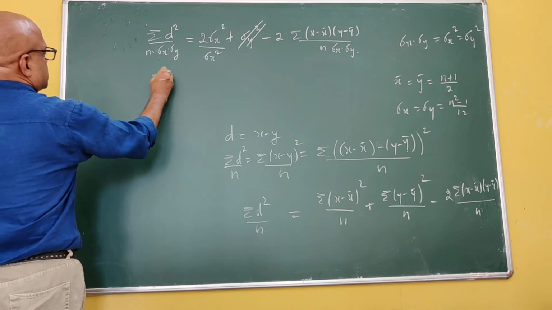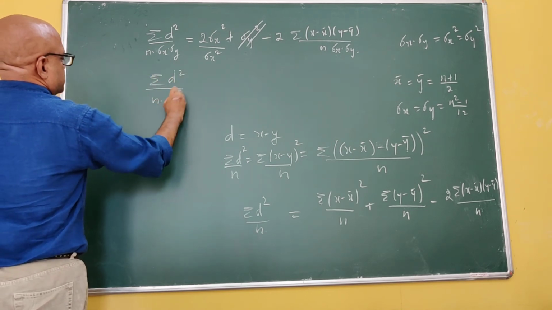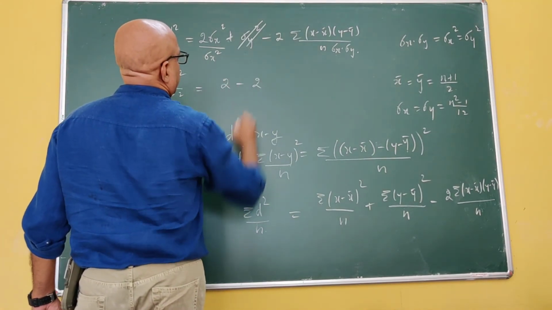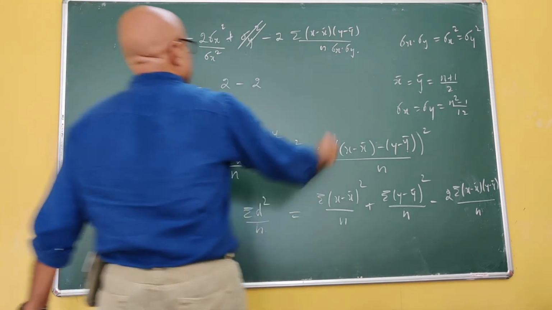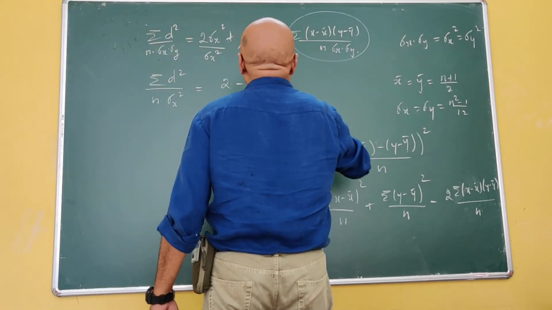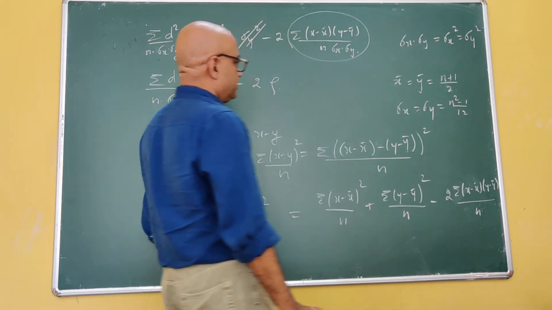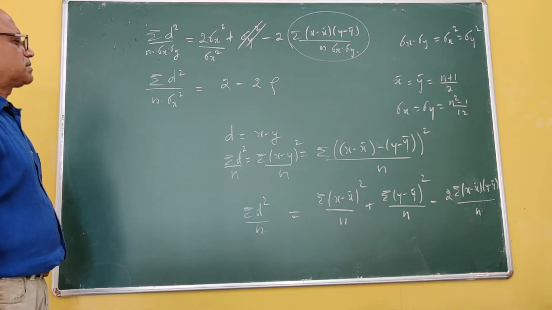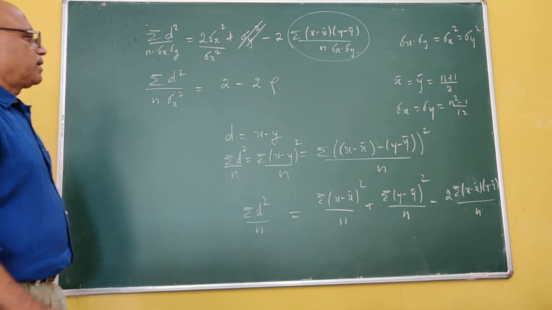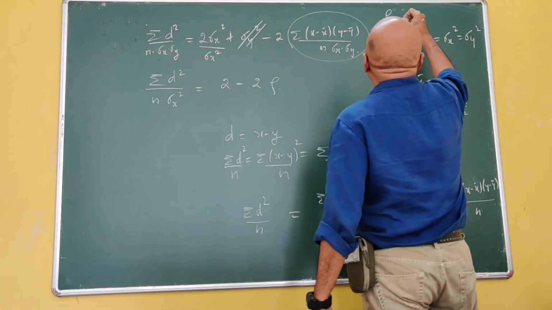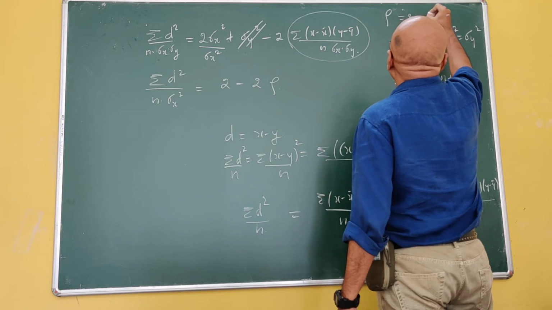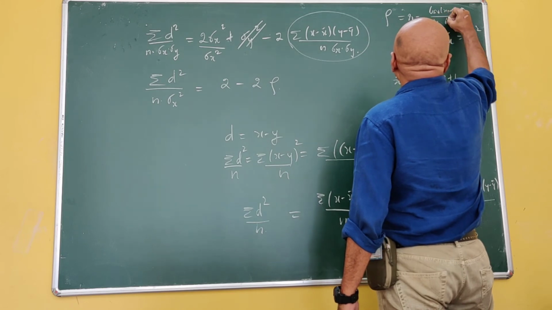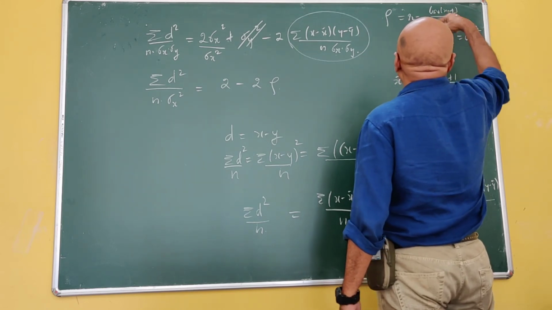So this is the same as summation d square divided by n times sigma x square, which is equal to 2 minus 2 times this term, which is actually rho, because that is covariance divided by sigma x into sigma y. That's how I started: rho, which is the same as R, which is the same as covariance divided by sigma x into sigma y. But this we denote by rho because these are ranks.